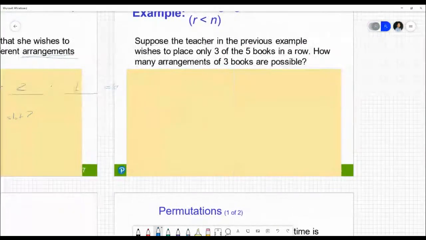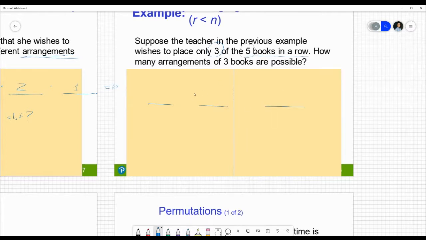All right, so let's look at how this is different from the last example. Suppose the teacher in the previous example wishes to place only 3 of the 5 books in a row. How many arrangements of 3 books are possible? Now we only have 3 slots and we have 5 books. So you have 5 different choices of books for the first slot, and after that one you only have 4 more books. After that you have 3 more books to put in the last slot. Now we can multiply this, so we get 60 choices.